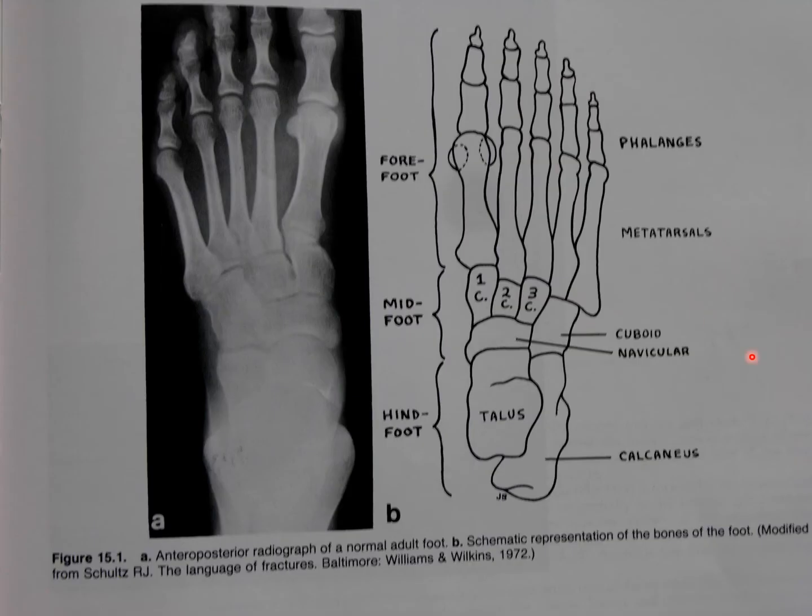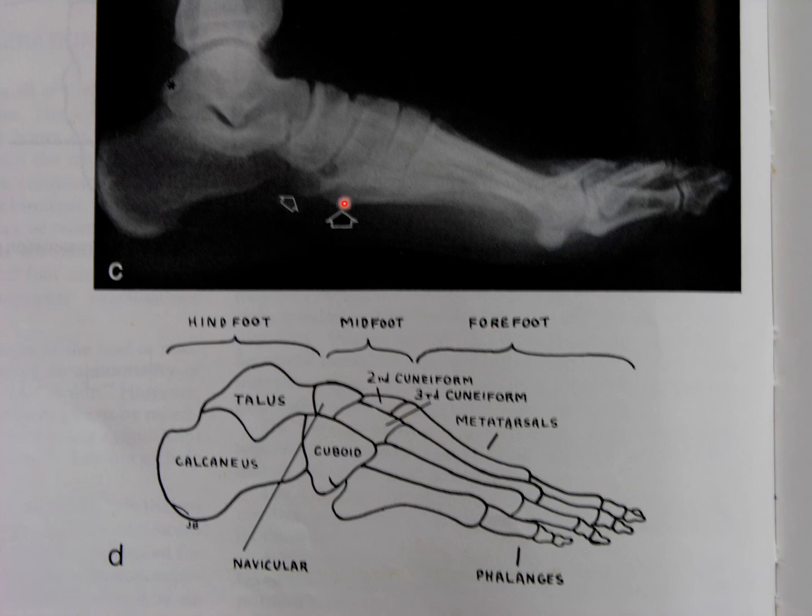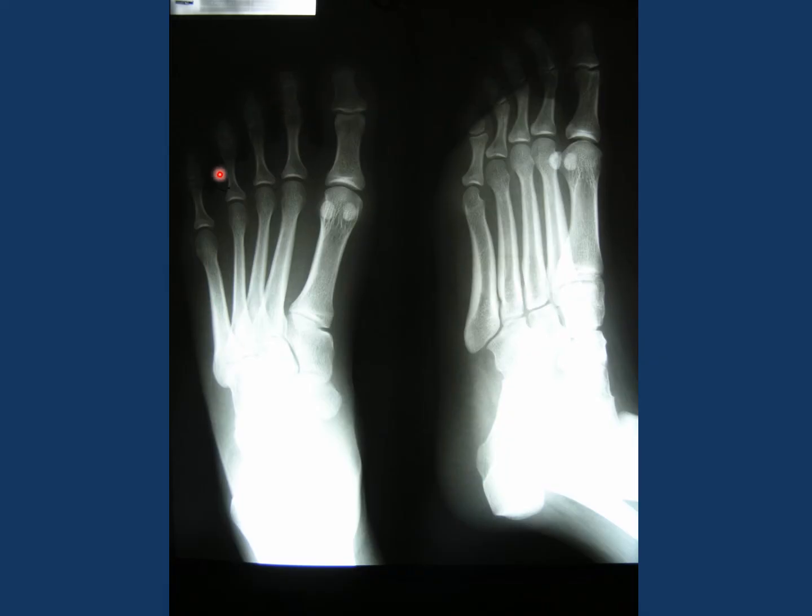The foot. The bones of the foot. Here, it's a diagrammatic representation wherein we see the phalanges, the metatarsals, the tarsal bones. Here is the lateral view. As you can see here, the calcaneus, the talus bones are clearly delineated. Example of the x-rays of the foot.